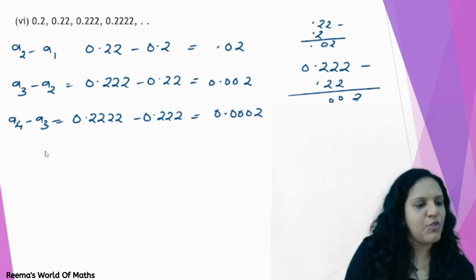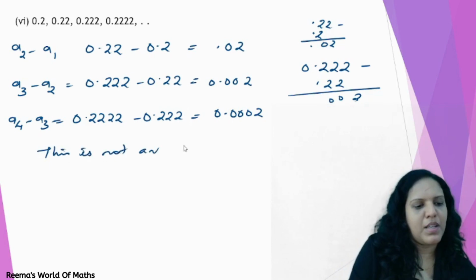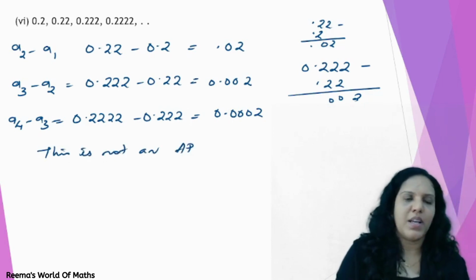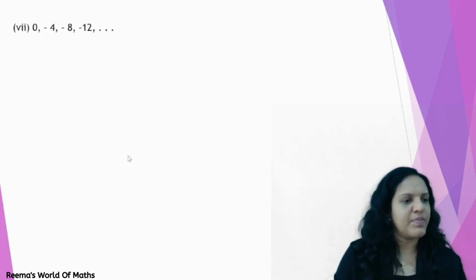So we can see the difference between two consecutive terms is not constant. So this doesn't form an AP. This series is not an AP. Let's see the next question.